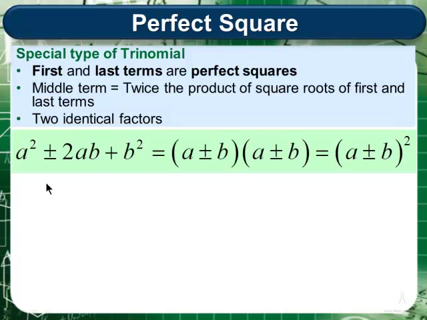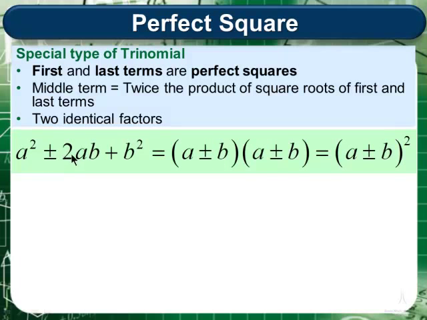Let us have a look at the structure of such a case. Here we have the first and the last terms of the trinomial being perfect squares, and the middle term is either plus or minus twice the product of the square roots of the first and the last terms. And then we have identical factors for the factorization in such a case. Just note the signs will go along with the sign of the middle term in such a case.